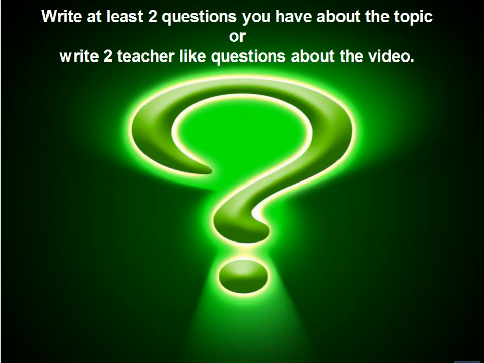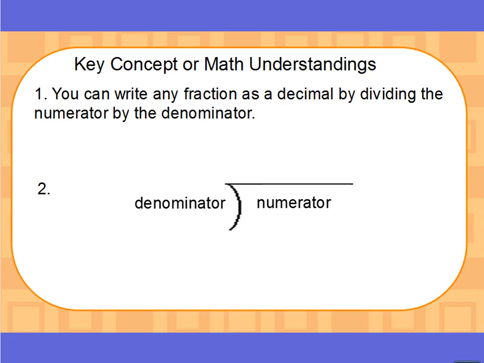Okay, get your 2 questions down. And here's a review. We can write all fractions as decimals, and we do this by dividing the numerator by the denominator. That means my denominator goes outside, my numerator's inside. TTFN.